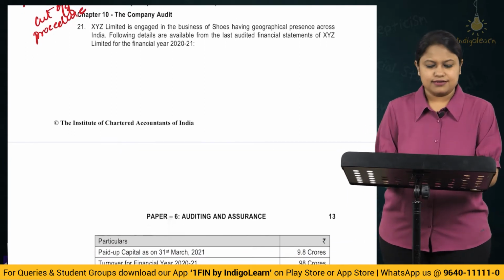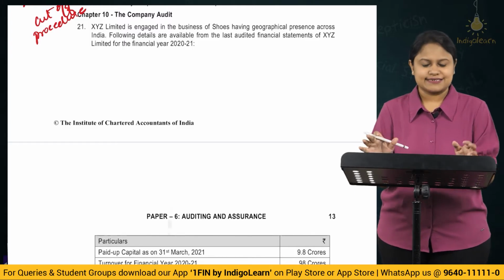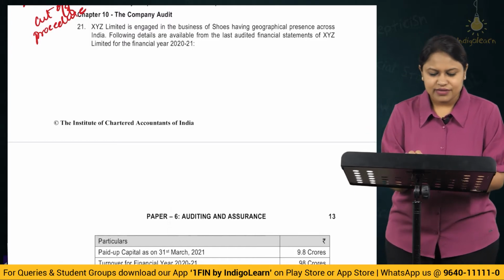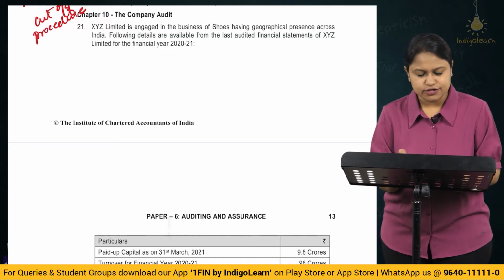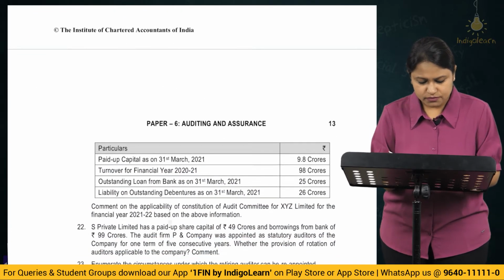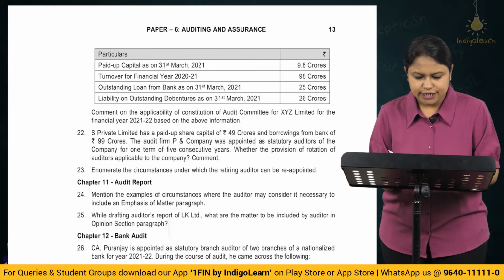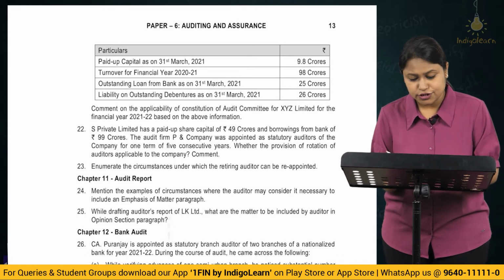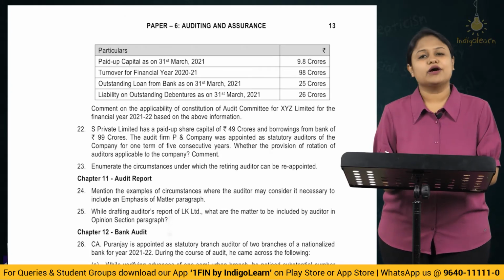Next is company audit. This RTP has very simple questions coming from the company audit. So quite relaxing. Okay, so the 21st question. XYZ Limited is engaged in the business of shoes having geographical presence across India. Following details are available from the last audited financial statement of XYZ Limited for the financial year 2021. So they are giving you paid up capital, turnover, outstanding loan, liability on outstanding debentures as on 31st March. Okay. Comment on the applicability of the constitution of the audit committee for XYZ Limited for the financial year 21-22 based on the above information.